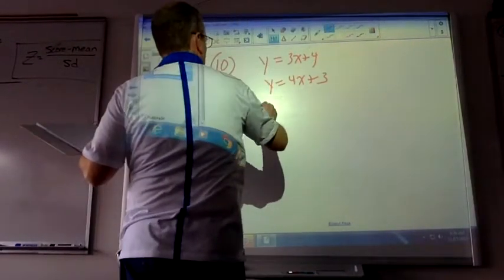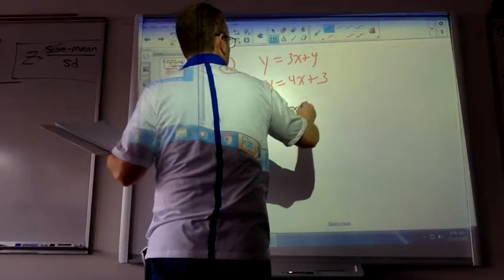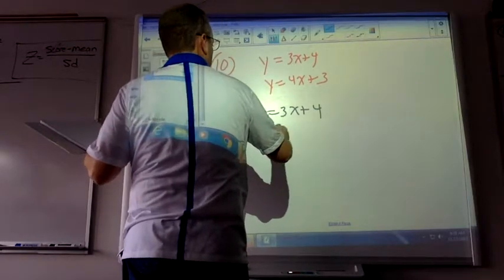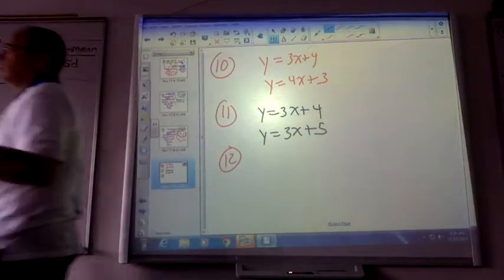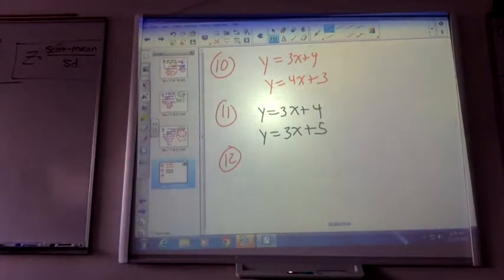How would I write something with no solutions? Well, if there are no solutions, we know the slope has to be the same, right? And I have to have a different y-intercept. So 3 and 3 are my slopes. I have different y-intercepts. Those are parallel lines.